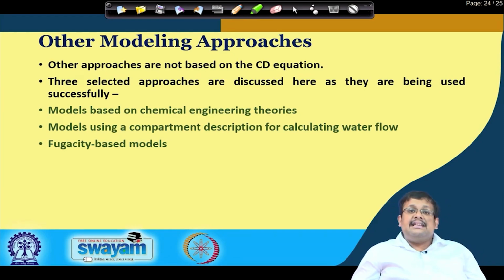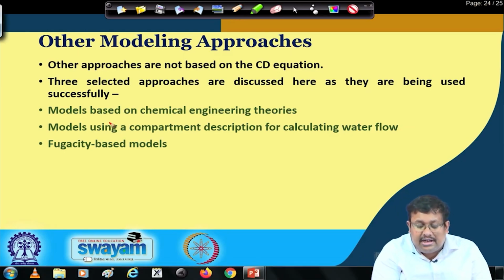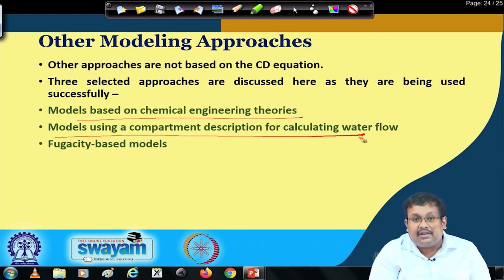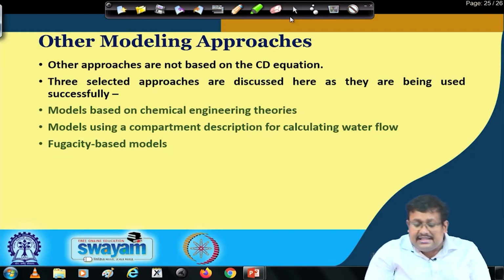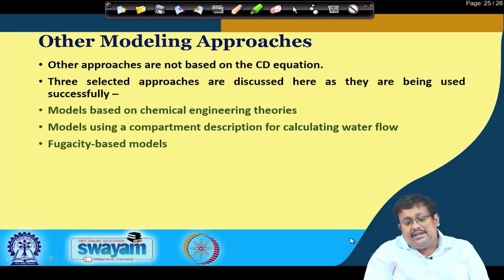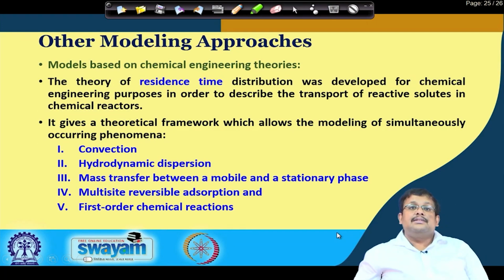So, basically there are 3 selected approaches which we are going to discuss as they are being used successfully. The first one is models based on chemical engineering theories, the second is models using a compartment description for calculating water flow, and the third is fugacity based models. Let us discuss first the models based on chemical engineering theories.